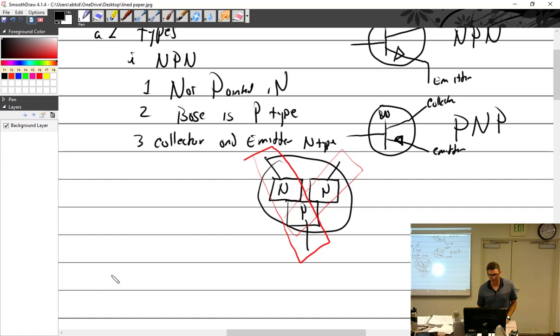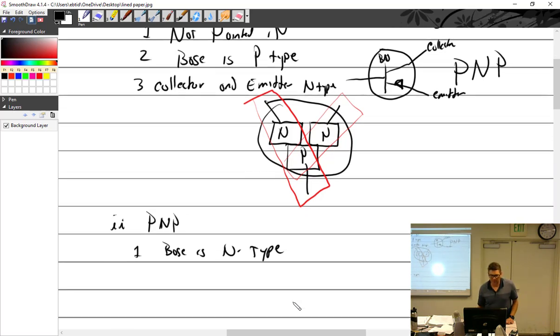And what I'm going to say next is mostly the opposite of that. We have the PNP. I didn't have something cute, I just put: base is the N type. Collector and emitter are P type.